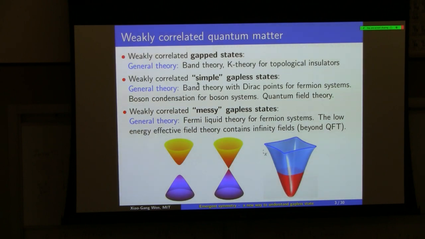Then for weakly correlated simple gapless states, certainly we have Dirac semi-metals, Weyl semi-metals, superfluids, those kinds of things are weakly correlated simple gapless states. And this kind of gapless state is well described by quantum field theory. So quantum field theory is very good for those kinds of things. And we also have weakly correlated messy gapless states, like Fermi liquid theory, with quasiparticles near the Fermi surface. And as I mentioned, this may be beyond quantum field theory.